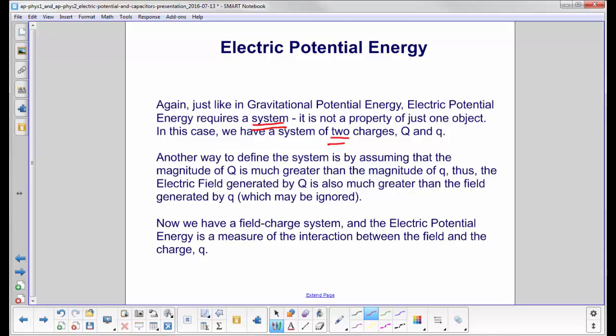We can assume that the magnitude of Q is very much greater than the magnitude of little q. So the electric field generated by big Q is also much greater than the field generated by little q. Think of little q as a positive test charge, so we'll ignore that. We can look at this as a field charge system, and the electric potential energy will be a measure of the interaction between the field generated by the big charge Q and the little charge q.